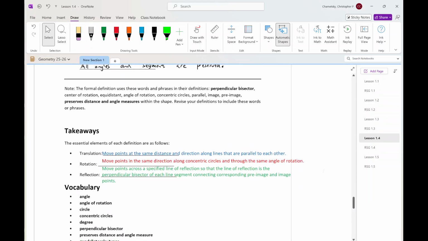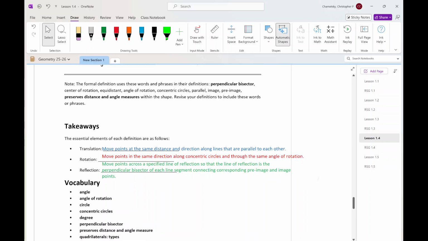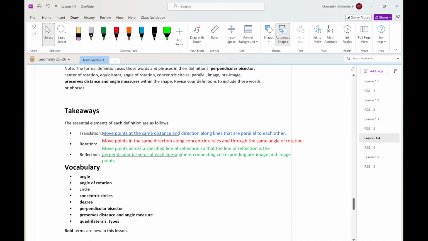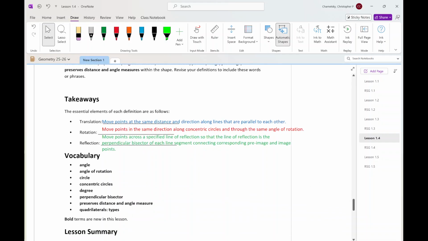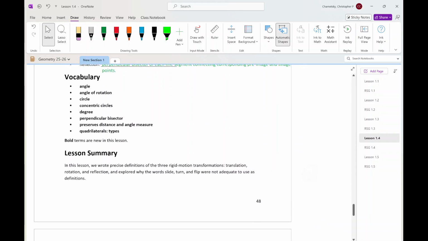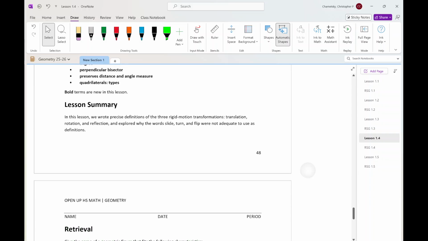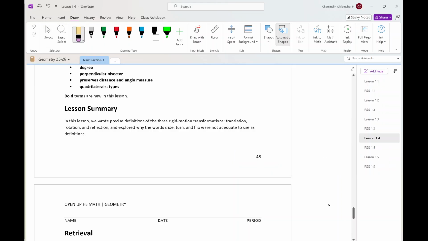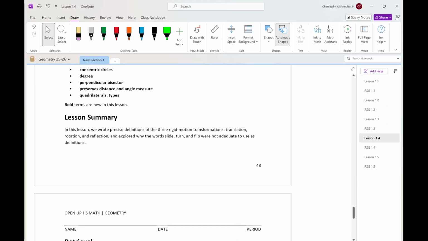Our takeaways, this is just the same thing that we wrote for our translations, rotations, and reflections. Okay, just putting them back in one spot here. So to summarize, we're not really going to use slide, turn, or flip. We're going to be very careful about our descriptions of transformations.